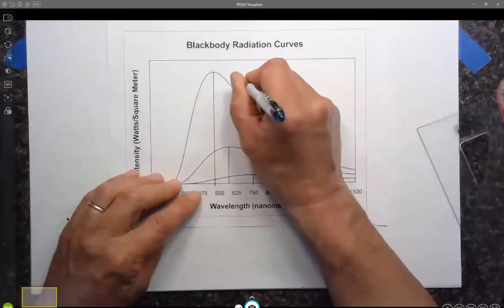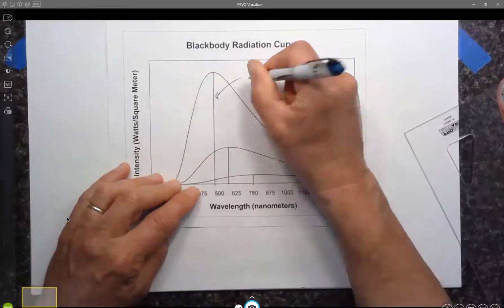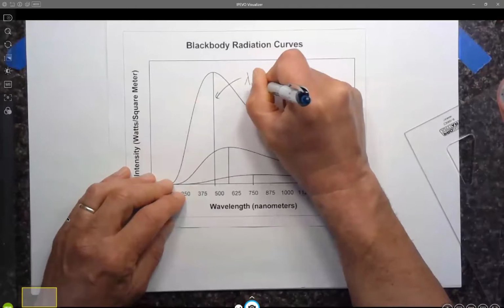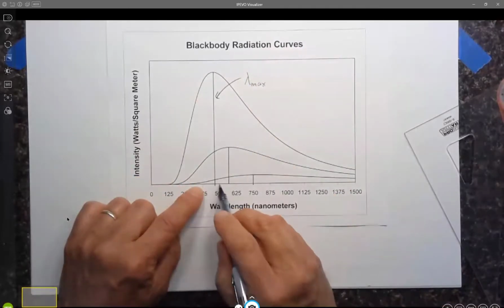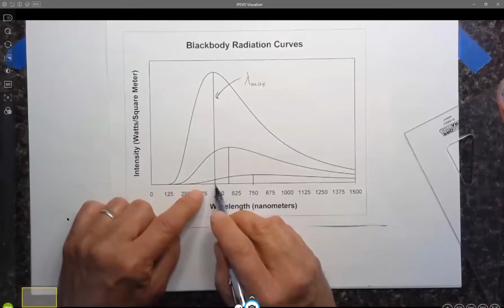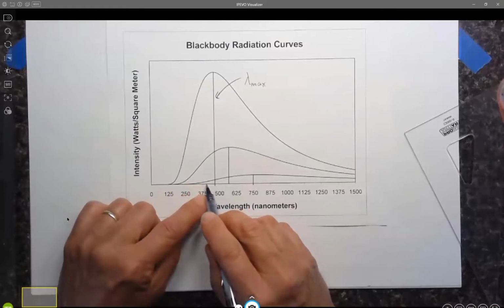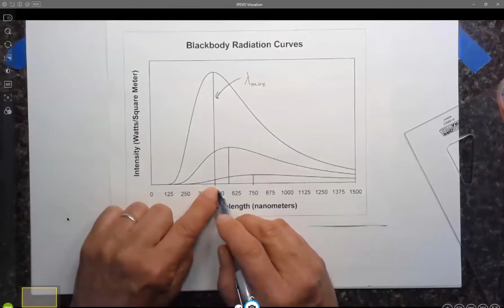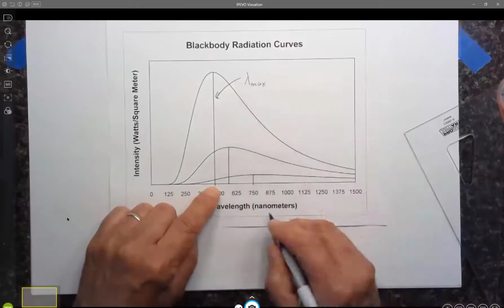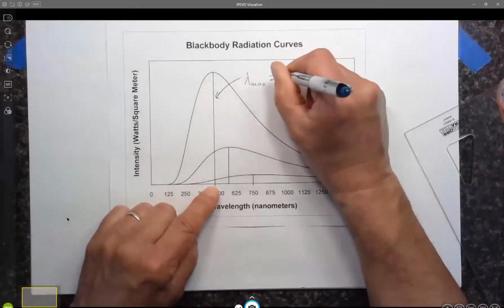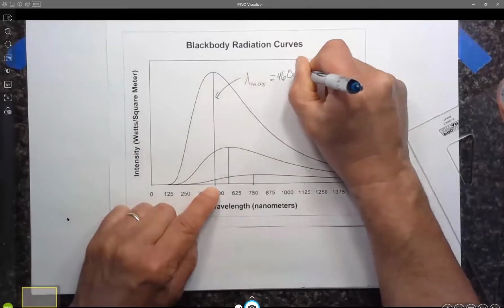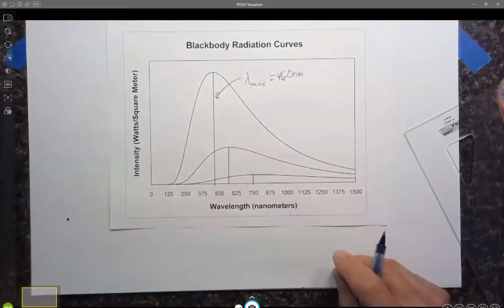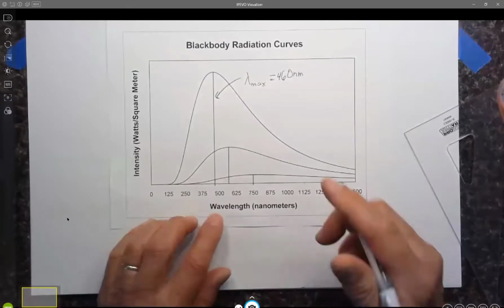So for this highest curve, lambda max, I'll drop down and read it here. Well, here's 375, here's 500. 400 might be about here. I'm going to guess this is about 460 nanometers. Now, I don't need infinite precision on this. I'm just trying to estimate what the temperature happens to be.